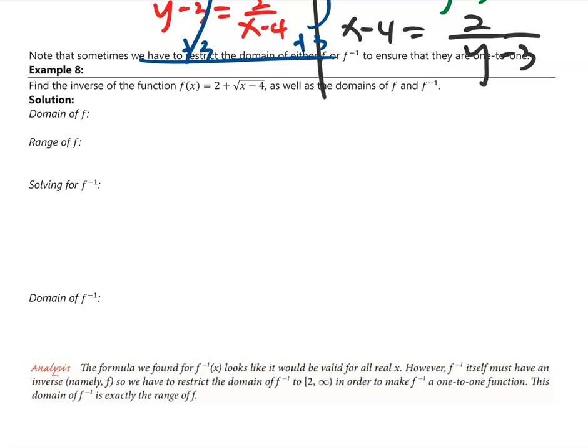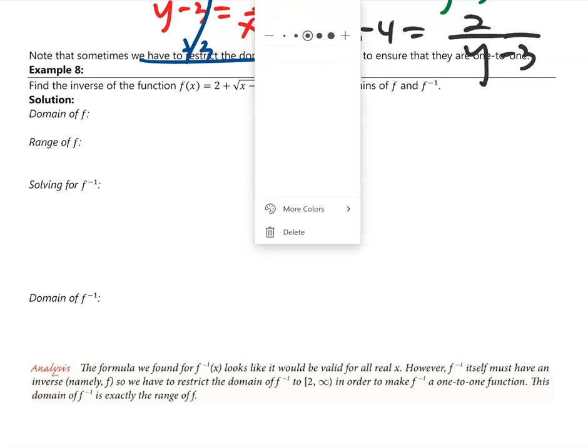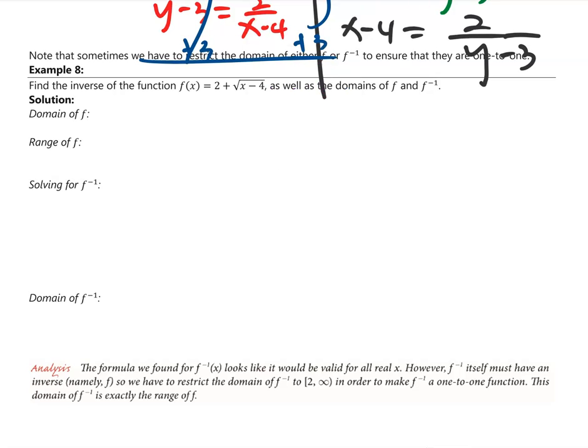Next, number 8. Find the inverse of the function f of x equal to 2 plus square root of x minus 4, as well as the domains of f and f inverse. So 2 plus square root of x minus 4. If you're going to sketch this, that's a square root function. X minus 4 meaning 4 to the right: 1, 2, 3, 4. Then plus 2 is up 2. So this is the shape of a square root function.